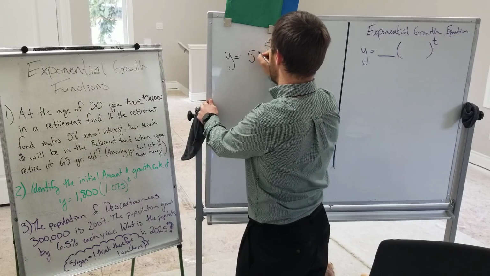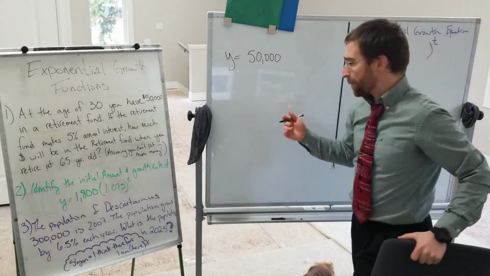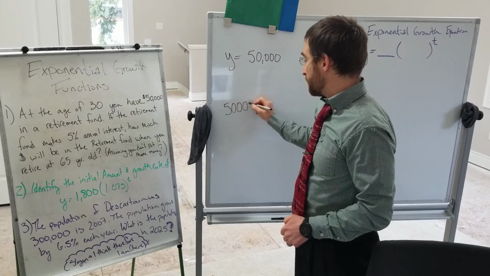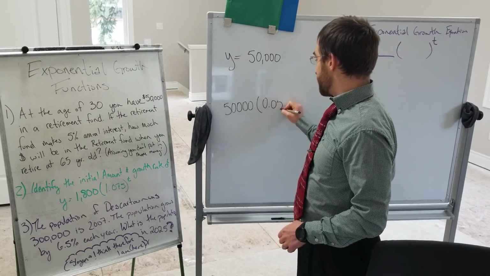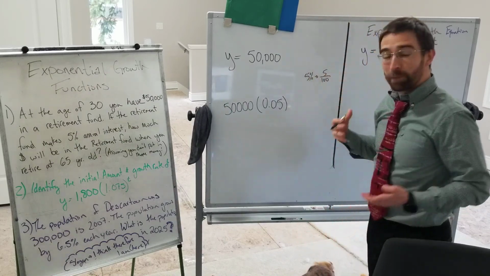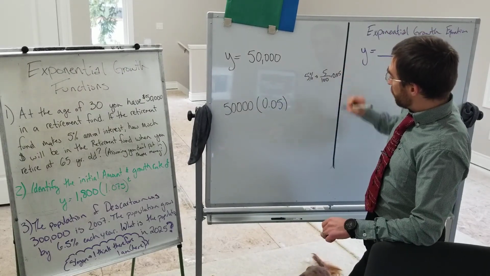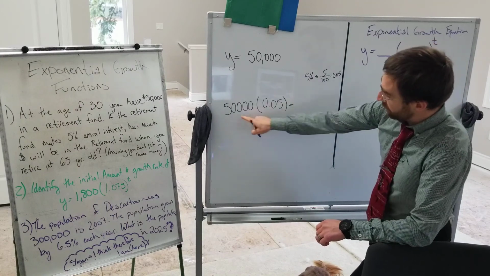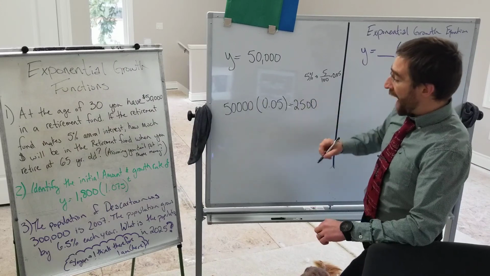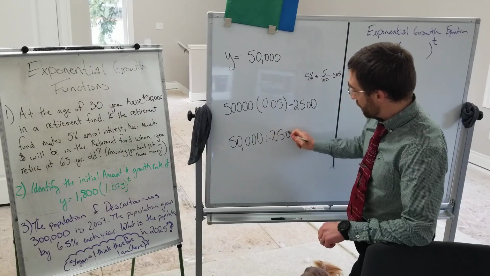All right, so we're going to write our equation. Y equals, we're starting out with $50,000, and then we're going to multiply it by something. Let's look at what happens here. Let's say when I'm 31 years old, I'd take this $50,000 and multiply it by 0.05, because 5% is 5 over 100. Percent means per 100. So 5% is 5 over 100, which is 0.05. If I multiply 50,000 by 0.05, it's 2,500. That's what I would add on in a year, the amount that I would get in interest.